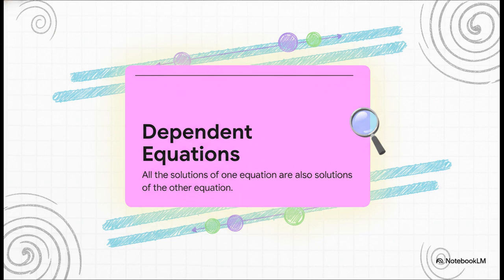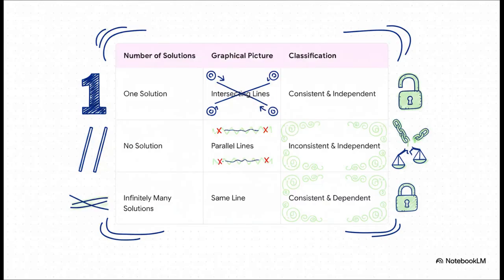And finally, we get to dependent. This is our special case. This is what happens when two equations are really just the same equation wearing a clever disguise. Every single solution for one equation is also a solution for the other, precisely because they represent the exact same line.